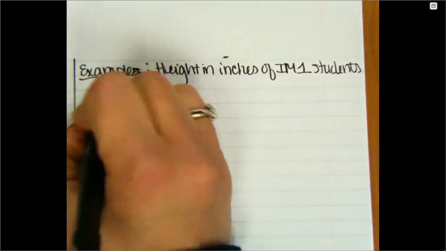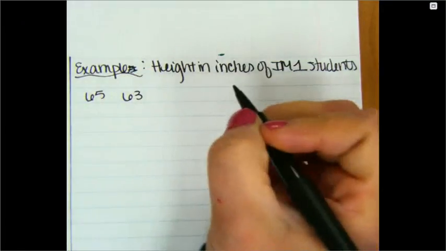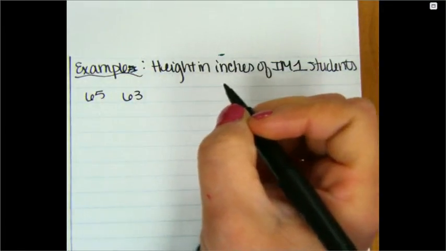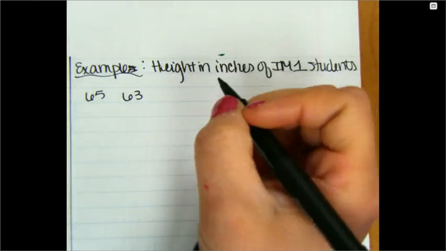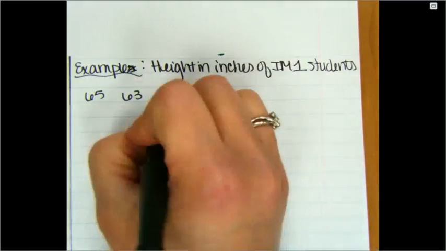Who has their height in inches for me? Go. 65. William, 63. Where'd you go? How tall are you? 5 feet. So 5 feet is how many inches? 60 plus 3 is what? 60.